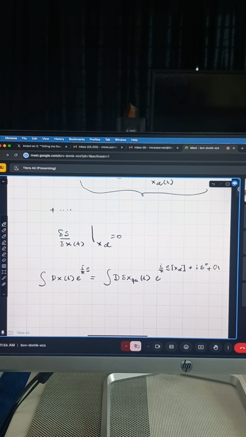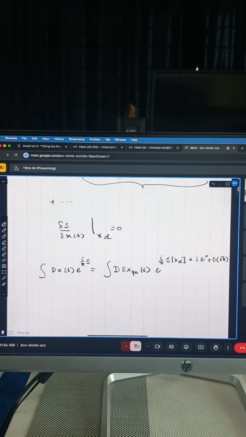So you see this thing now doesn't depend on this quantum, so we can factor this out. So it'll be 1 over i h bar, and inside we'll have the integral of d delta x_qu of t, and e^{i S double prime}, plus corrections of order that begin with order square root of h bar.